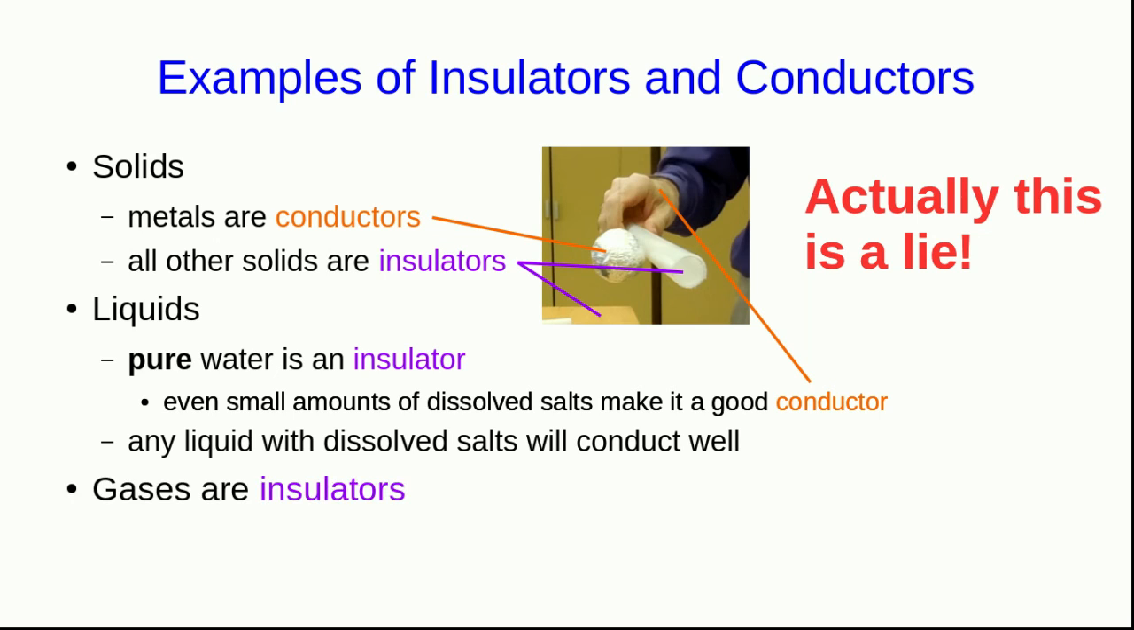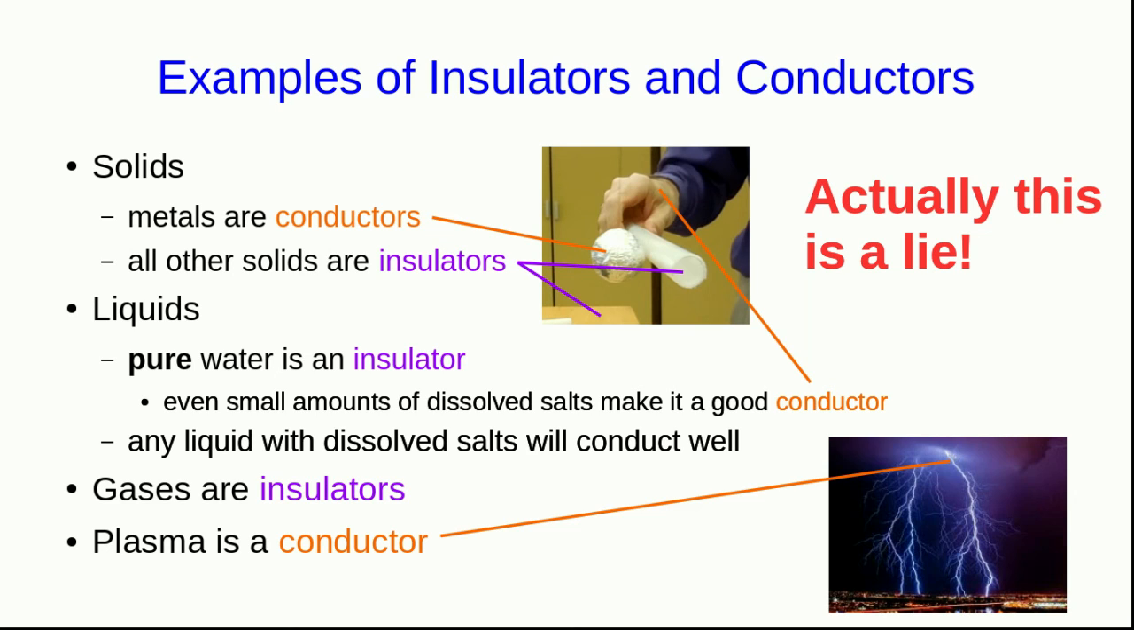Gases are insulators, but if the molecules or atoms in the gas become ionized, the gas is now a plasma, and plasmas are very good conductors. That's what happens when a spark jumps through air from a charged object to another object. The most dramatic example of that is lightning.